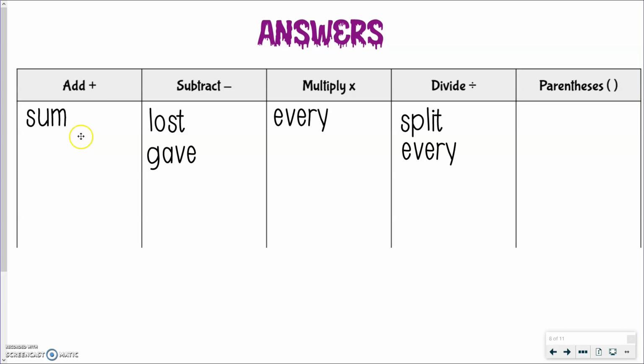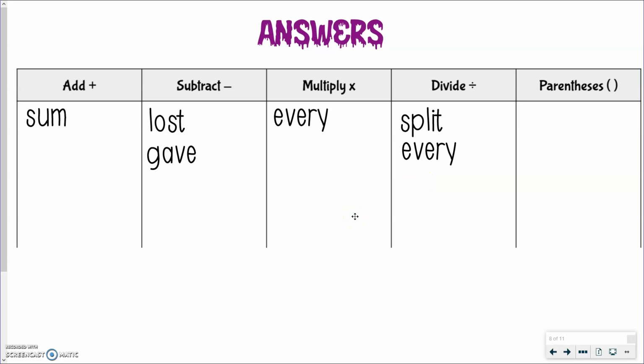Sum is the answer to an addition problem. Okay, S-U-M, sum like that, means addition. Lost or gave are going to both be subtraction. If you lost something or gave it away, you're subtracting it. Every, it actually could be either multiplication or division. It kind of depends on the situation.